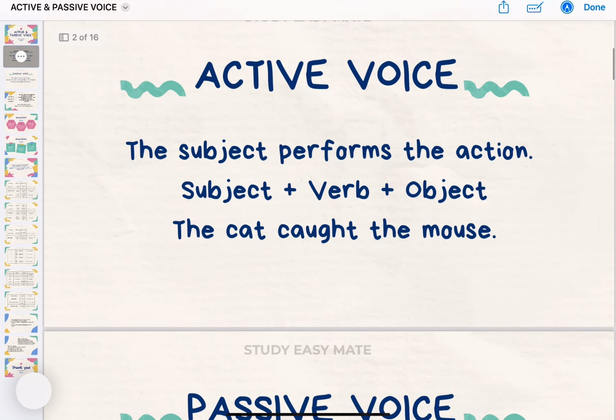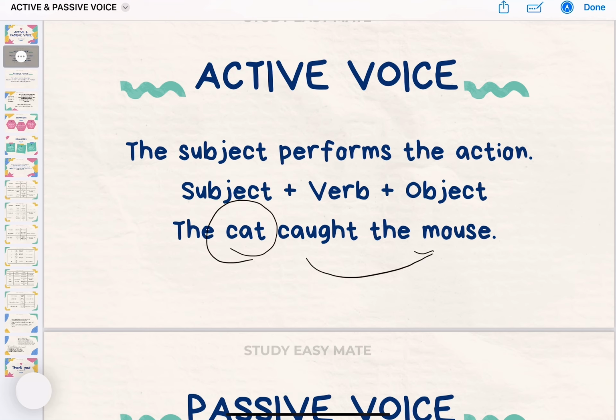So yes, what is active voice? In simple terms, the subject performs the action. In a sentence, for example, the cat caught the mouse. Here the subject, the cat, caught the mouse. It performs the action. So this sentence is in active voice.